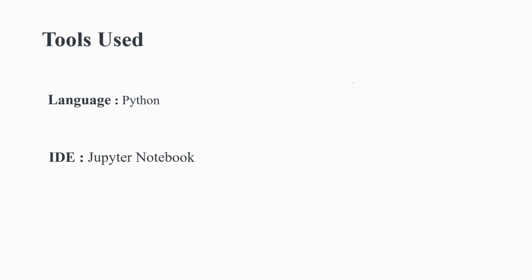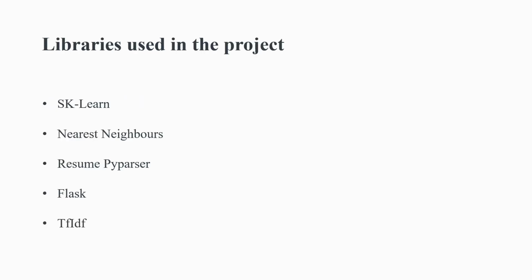Whereas Jupyter Notebook is an interactive web-based tool that allows users to write and execute code, visualize data, and create rich documents containing code, visualization, and explanatory text, making it ideal for data exploration, prototyping, and sharing analysis. Next, we are going to see the libraries which we have used in our project. Some of the main libraries are sklearn, nearest neighbor, resume pyparser, flask, and TF-IDF.